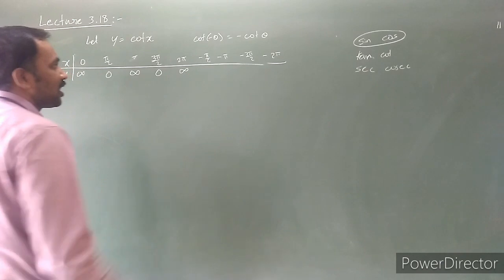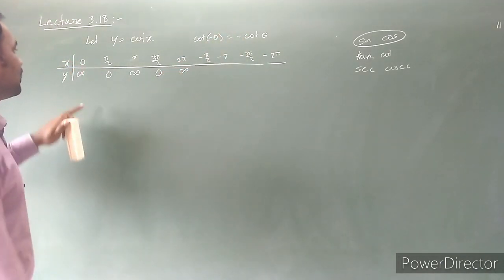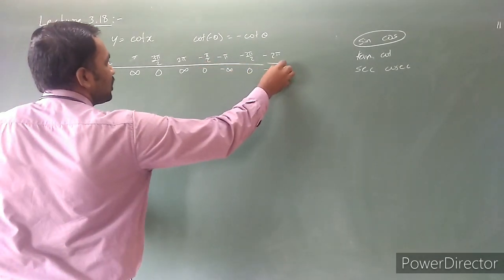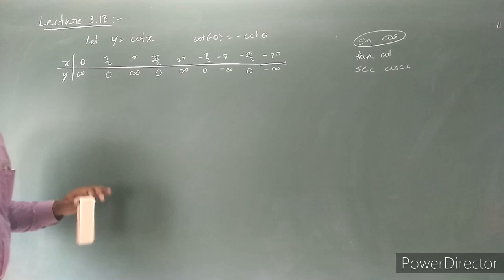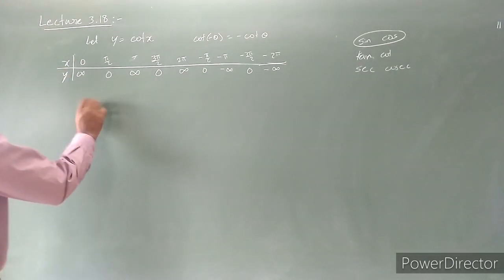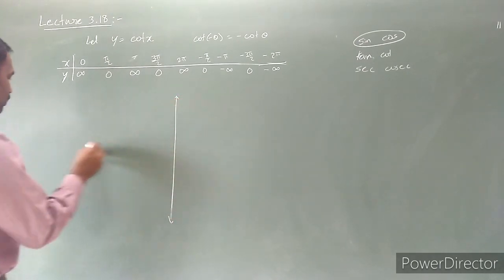Similarly, what is cot of minus theta? Minus cot theta, negative. Here it is 0, minus infinity, 0, and here it is minus infinity. So, depending upon the quadrant, the sign will change. Let's move to the graph. In the same manner, consider the x and y axes.